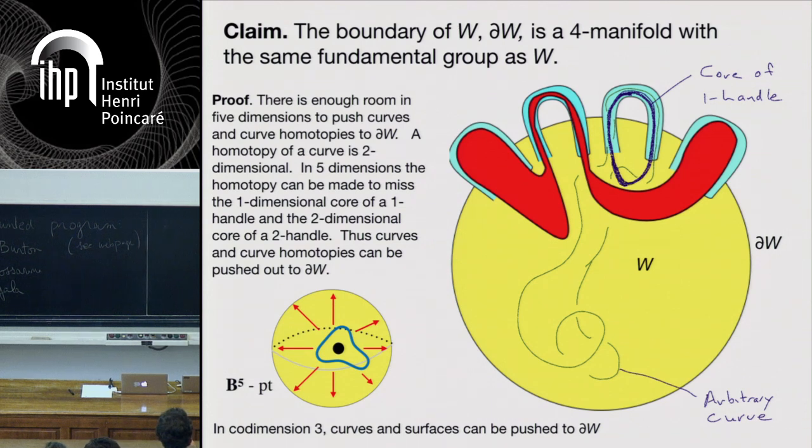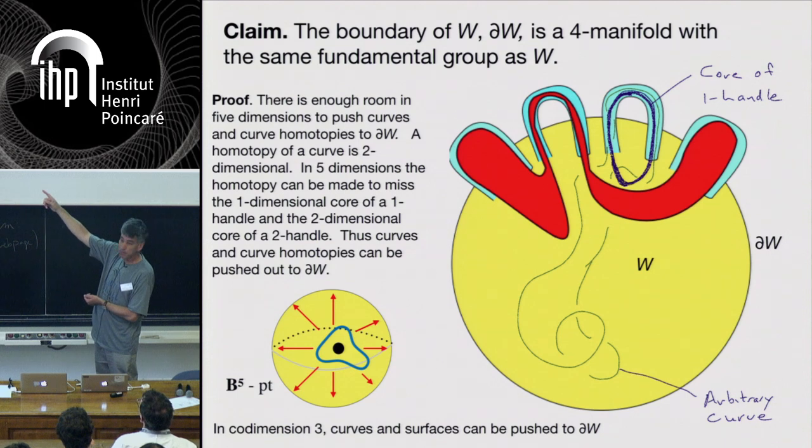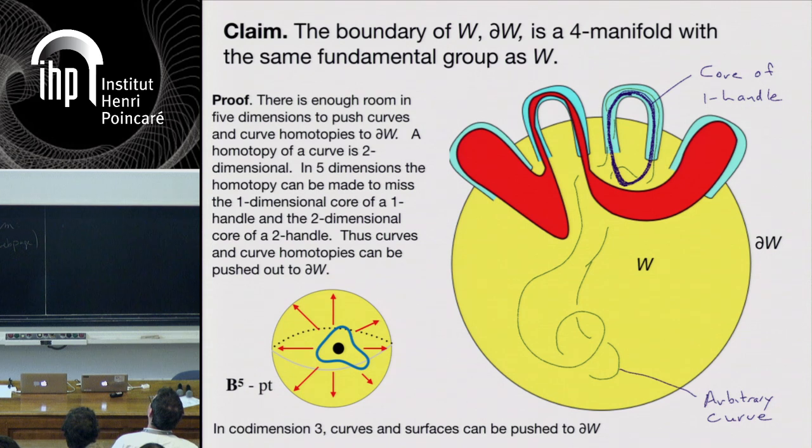And now if I have another curve that's homotopic to this blue curve, so if I see some annulus running between 2 curves, I can push that whole annulus out to the boundary also. Because an annulus is 2-dimensional, and we have a codimension 3 point there in the middle, so we can make the whole annulus miss that point. So if we're talking about codimension 3 stuff, we can push curves out to the boundary, and we can push homotopies out to the boundary.